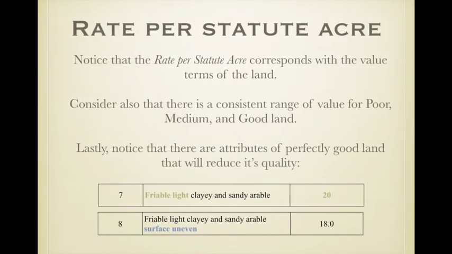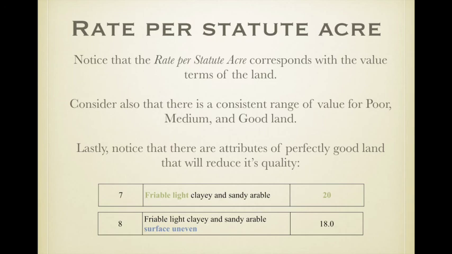So now, considering that data, we're going to think about how the rate per statute acre corresponds with the value terms of the land. Generally speaking, there's a relatively consistent range of value for poor land, medium land, and good land. The range for poor land is about 6 pence up to about 10 or 11 shillings per statute acre. From there, medium land ranges between 10 shillings up to about 18, 19, or 20 shillings per statute acre, and good land is anything above that.